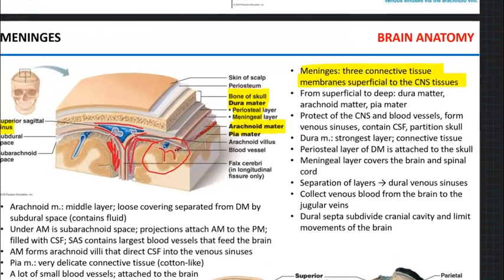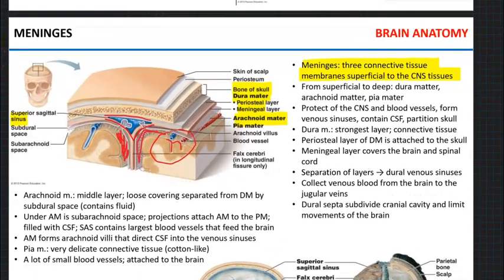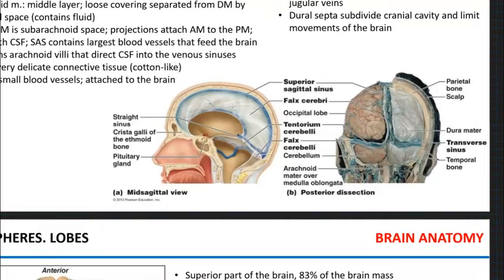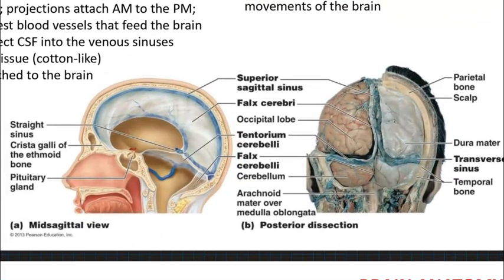Now, in addition to wrapping the brain up, another function of meninges, specifically dura mater, is to secure the brain within the skull. For instance, in this image, you can see various parts of dura mater, such as falx cerebri, tentorium cerebelli, and falx cerebelli, that partition the brain and secure it to the skull.